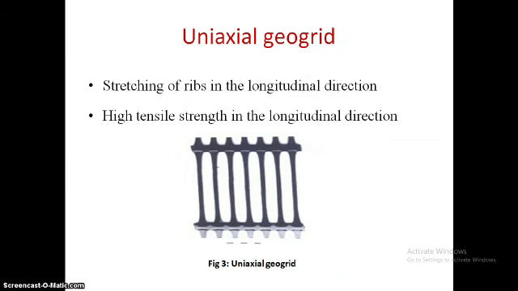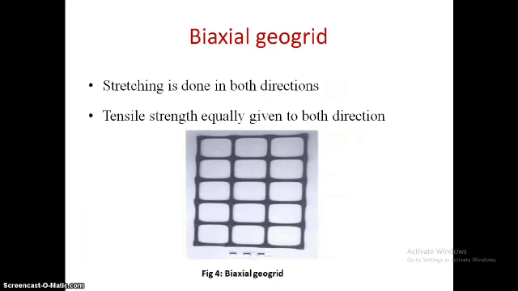Geogrids are mainly classified into two categories: uniaxial geogrid and biaxial geogrid. In case of uniaxial geogrid, stretching is done in the longitudinal direction and there will be high tensile strength in the longitudinal direction. In case of biaxial geogrid, stretching is done in both directions and tensile strength is equally given to both directions.